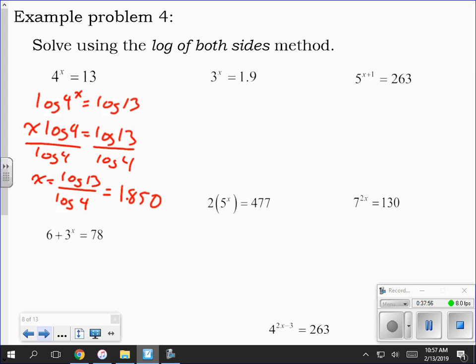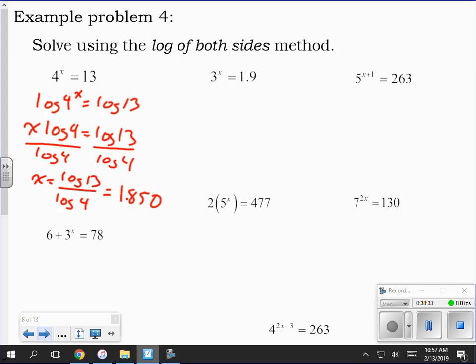If you did not get that, you didn't type it right into your calculator. If you don't put parentheses or separate it somehow, your calculator will take 13 divided by the log of 4, and then it'll take the log of that number. And if you take the log of 13 divided by 4, it'll take the log of 13 and divide that by 4. You need to take the log of 13, divide that by the log of 4.